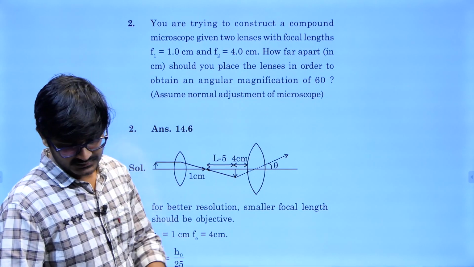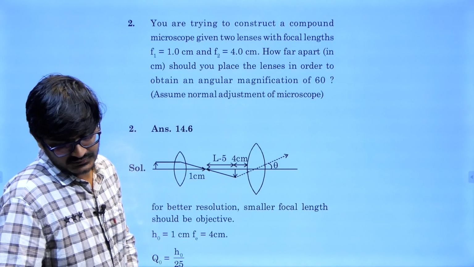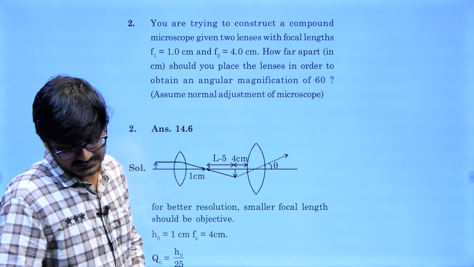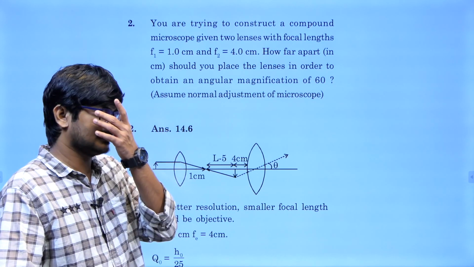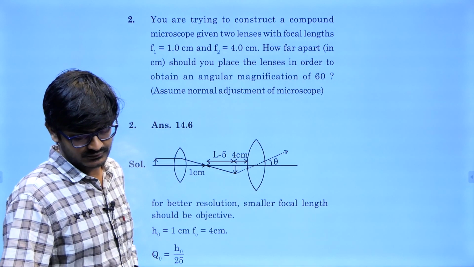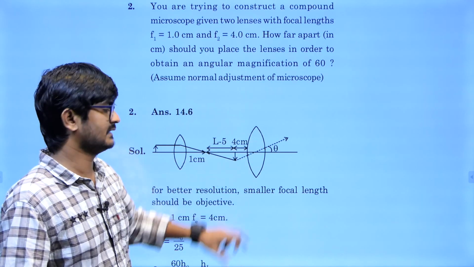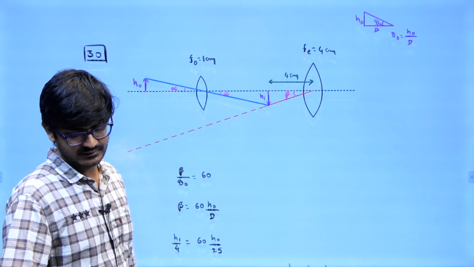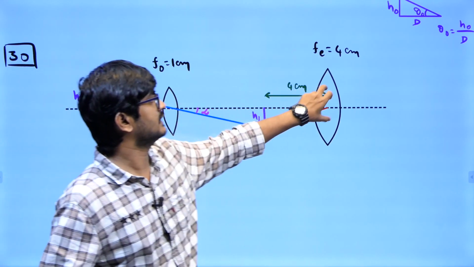Now the next question goes like, you are trying to construct a compound microscope given two lenses f1, f2. How far apart you should place them so that you will be getting angular magnification 60 and normal adjustment. Normal adjustment means final image is forming at infinity. So for better resolution, you need to place small focal length as objective and higher focal length as eyepiece. So the same figure I will be drawing here. Smaller focal length objective, higher focal length eyepiece.